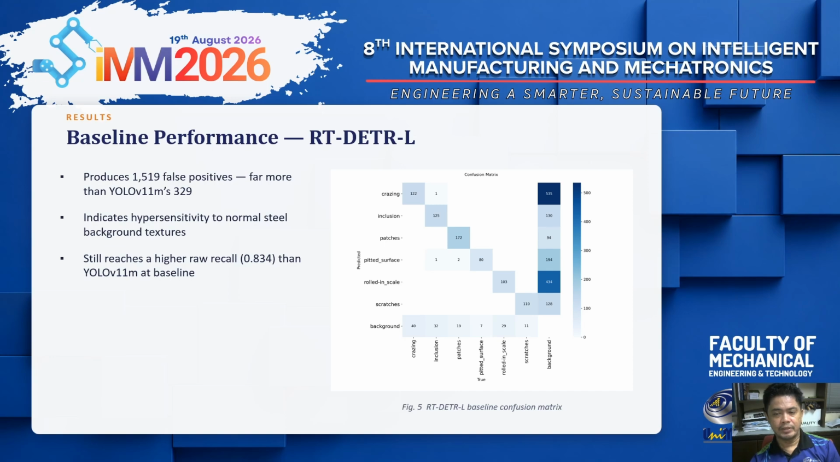The trade-off is false alarms. It produced 1,519 false positives, far more than YOLOv11M at only 329, meaning it often mistakes normal steel texture for a real defect.